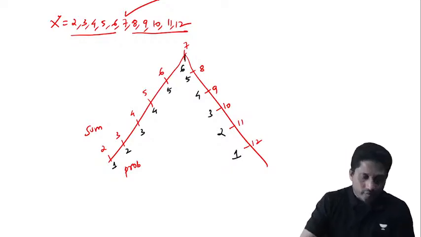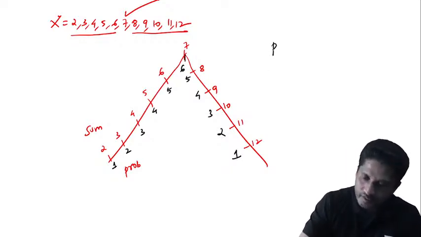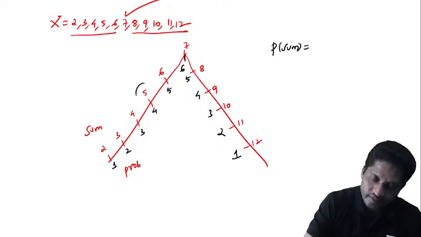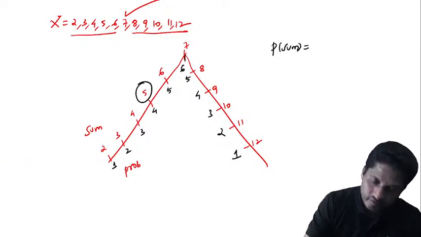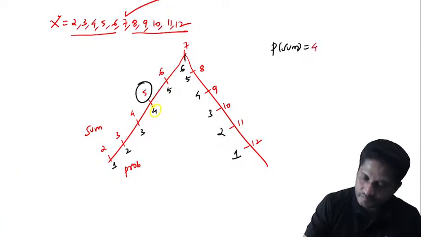Find the probability of obtaining a sum, the probability of obtaining sum 5. Okay, this is sum 5, right? What's the probability here? Sum 5 probability will be equal to 4. That's why this is equal to 4 by 36. Sum equal to 5 is 4 by 36, which is equal to 1 by 9.